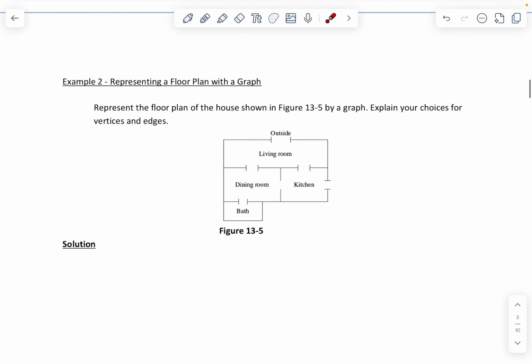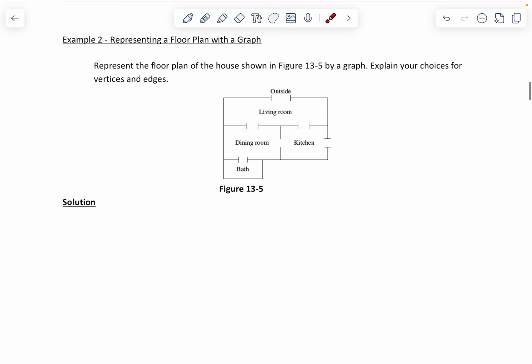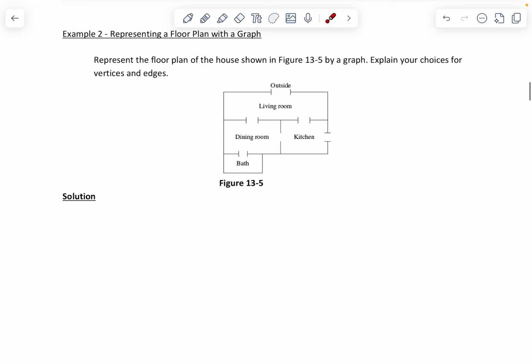Let's look at our next example, representing a floor plan with a graph. So we want to represent the floor plan of the house shown in this figure by a graph. Explain your choices for vertices and edges.